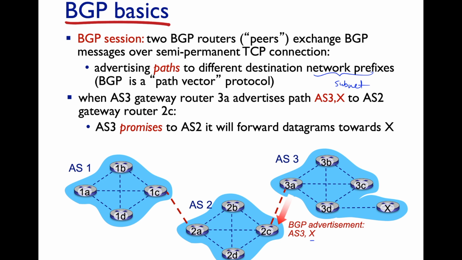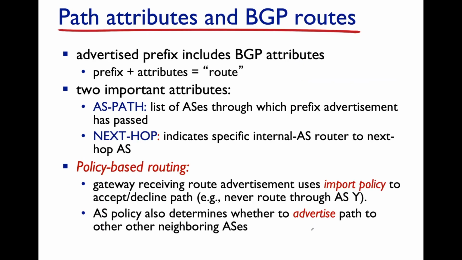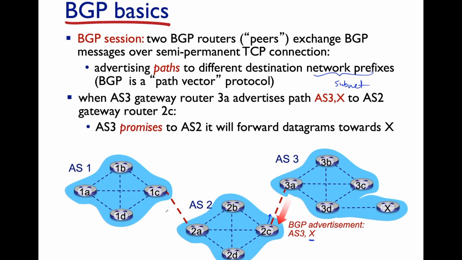And so 2C in Autonomous System 2 is going to get this message, and it knows if there's any subnet address X, it's going to go to Autonomous System 3, and I would do it through this link. Okay, so in doing so, when 3A in Autonomous System 3 sends this, it promises to AS2 that if you send me any datagram stamped with subnet address X, it will forward those datagrams in the direction towards X. It'll get it there for you. Okay, so let's say router 2A then had a datagram that was stamped with subnet address X.